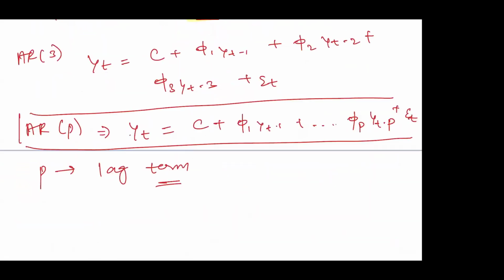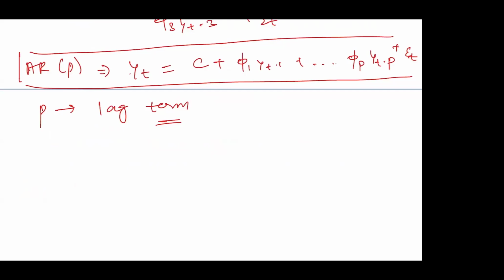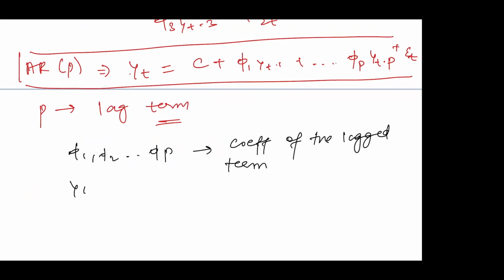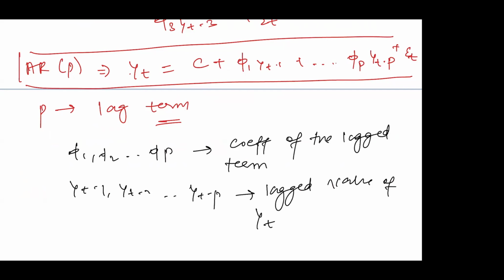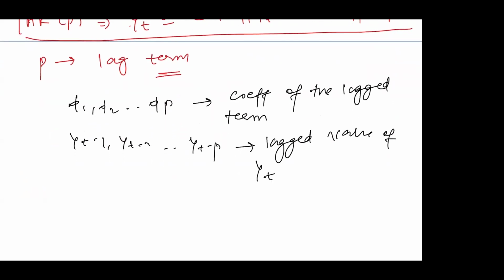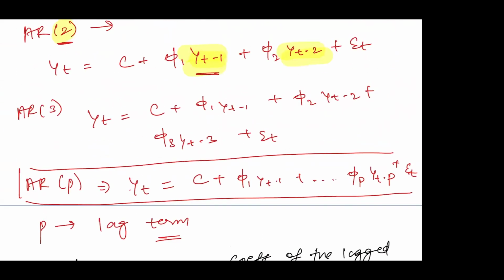So as you know, phi 1, phi 2 up to phi p are nothing but coefficients of the lag terms. Again, yt minus 1, yt minus 2 up till yt minus p are nothing but the lagged values of yt. C is again the constant, epsilon is again the error term. Did you guys understand what an AR model is? It's nothing but we are just regressing again against the previous value. That's it.